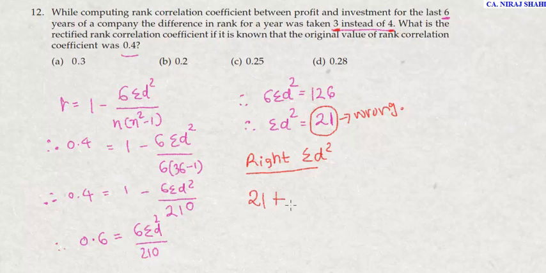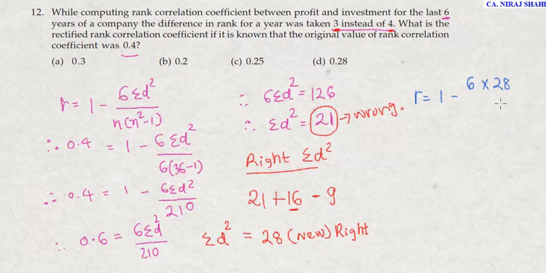21 plus 16. The 16 is the square of the right rank 4, and minus 9. This is the square of the wrong rank taken, 3. So our new sigma d square will be 21 plus 16 minus 9 is equal to 28. So this is the new sigma d square, or I should say this is the right sigma d square. Let's again apply the formula. R is equal to 1 minus 6 into 28, the new sigma d square, divided by n into n square minus 1, which can be written as 210 only.